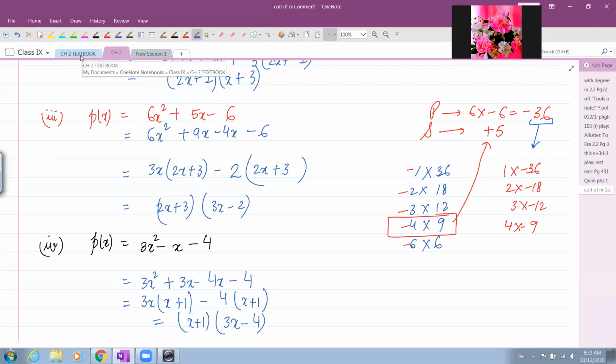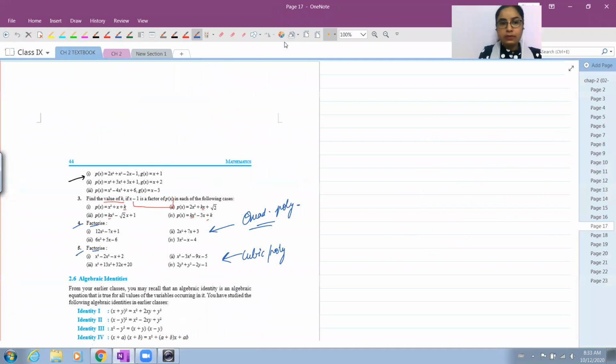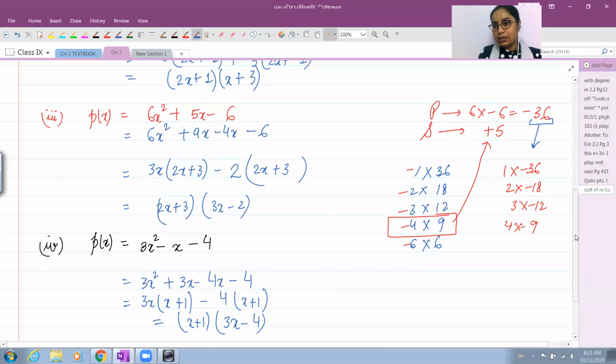Okay. The next, okay, I'll share with you. Okay, anyone who's writing down, please let me know. The next question that we have is the factorization of a cubic polynomial. Okay, let me just go back, last part here. All right.